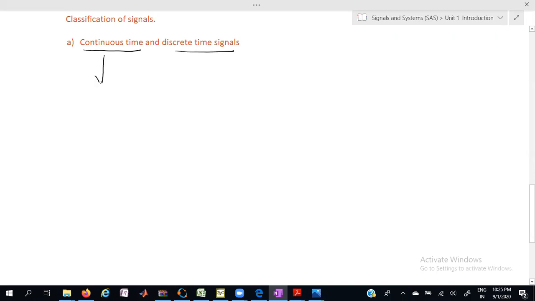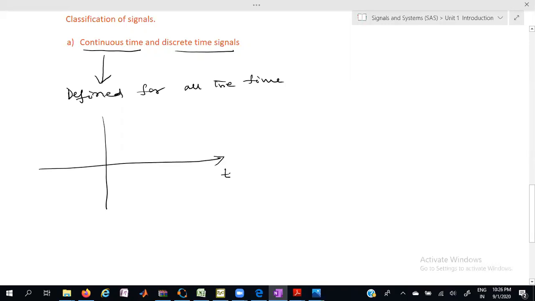As the name itself says, continuous time signals are those which are defined for all the time. For example, this is an example of a continuous time signal. As you can see, the signal is defined for all the values of time starting from minus infinity to plus infinity.